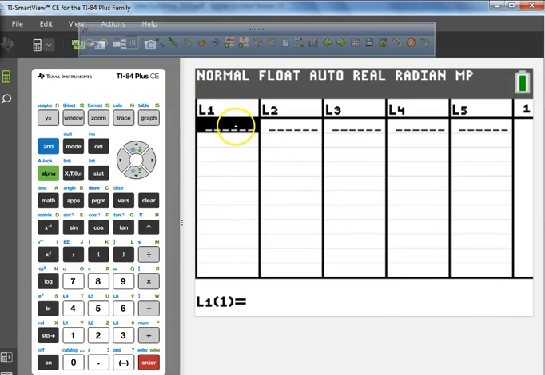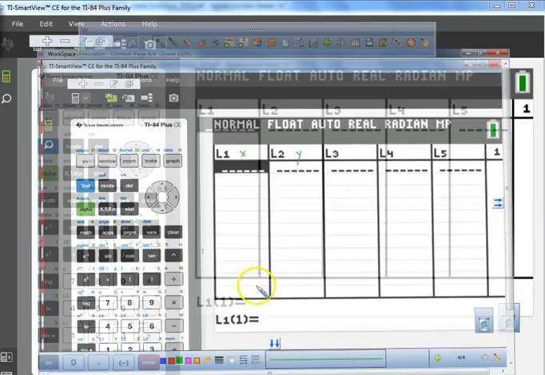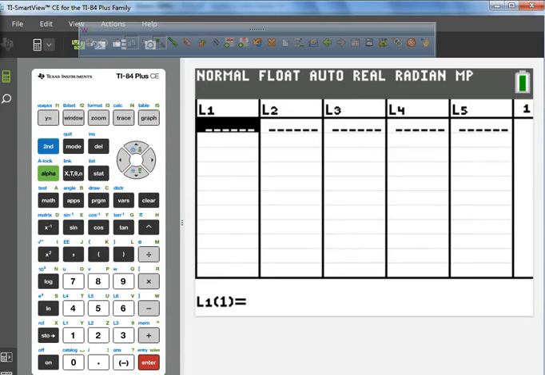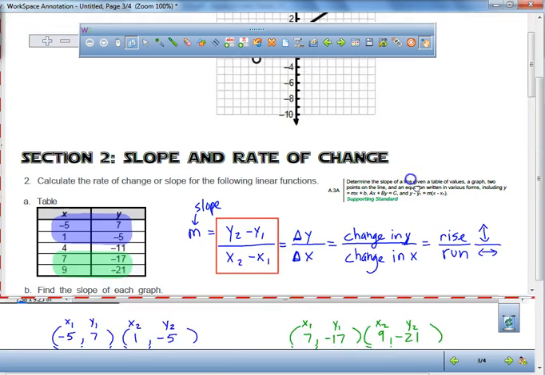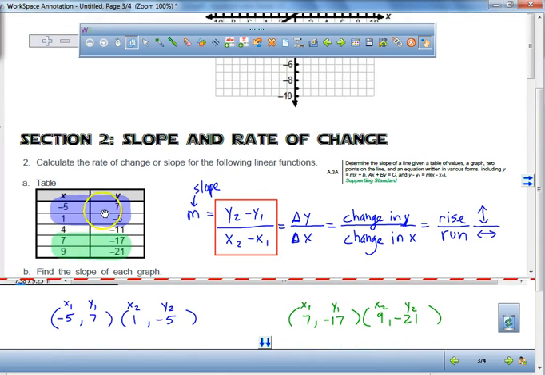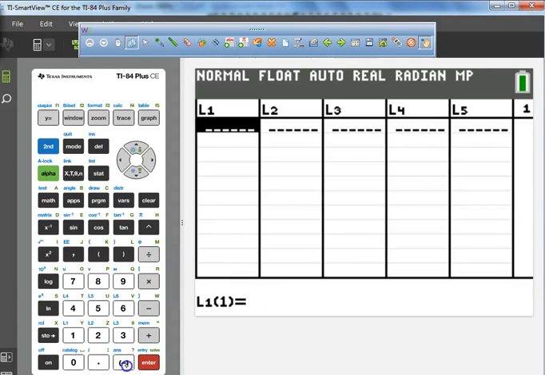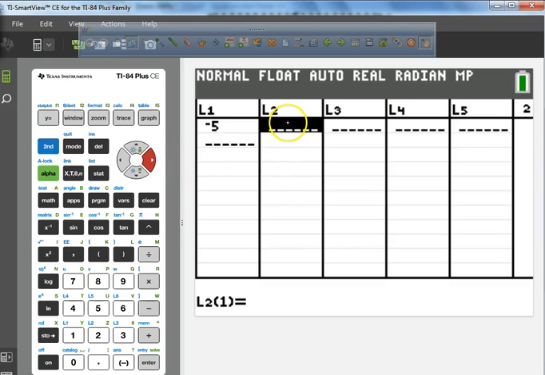Grace, could you give me one set of ordered pairs for our problem? Of all of these, hold on. Where is it? Not that one. Oh, there we go. Give me any 2 ordered pairs of this list. All right, any 2. You ready? Go ahead. -5, and then this one over here was a 7. Okay. Enter. Go down. Give me another ordered pair on that list. 1 and a -5.